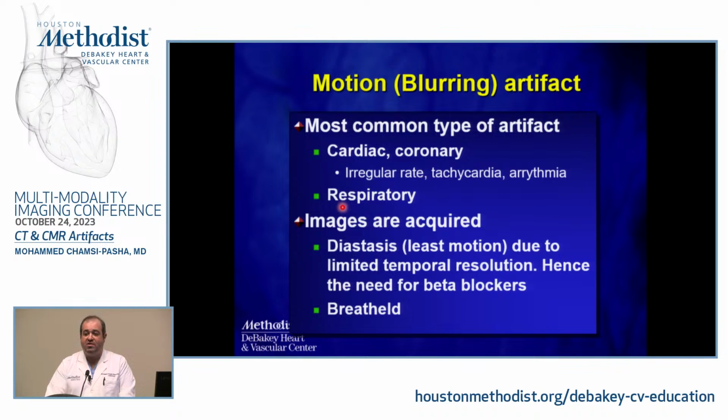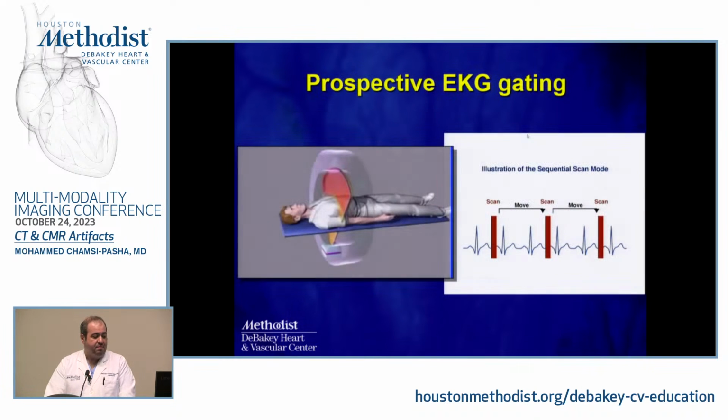The second thing is respiratory, because we acquire those images during breath hold, and if the patient does not hold their breath, they are going to be prone to an artifact. And remember that we try to acquire our cardiac or coronary imaging during diastasis, the period in the cardiac cycle where there's the least motion, because of our limited temporal resolution on the order of 60 to 70 milliseconds. Usually we give beta blockers to slow the heart rate, and we do all those examinations in CT with breath hold.